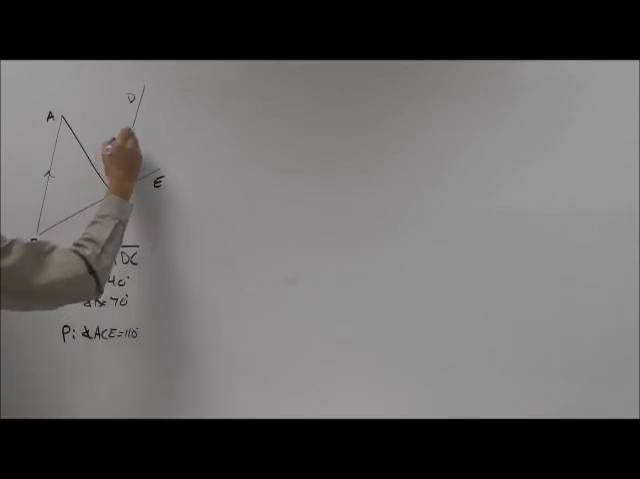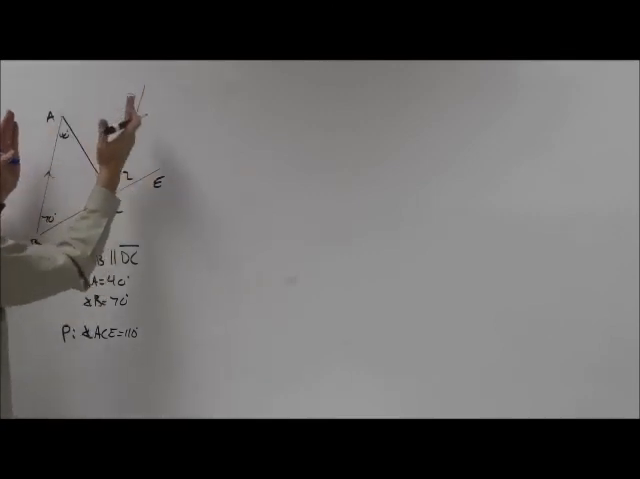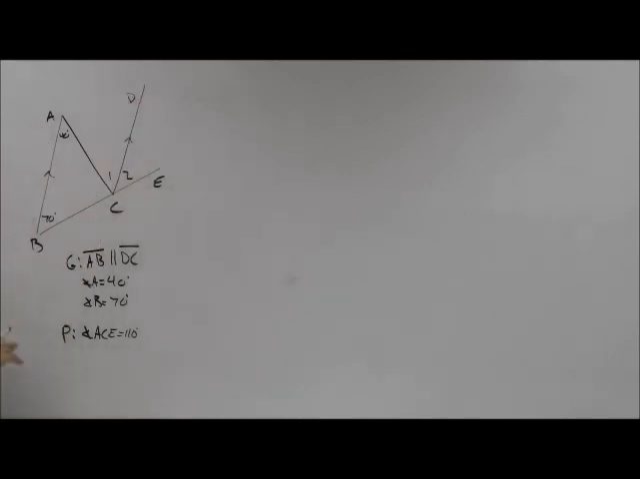We've got segment AB is parallel to segment DC. So again, mark those off congruent. Angle A is 40 degrees. Angle B is 70 degrees. What is angle ACE? If I knew angle 1 and angle 2, could I not add them together to get angle ACE? And if I look at angle 1 and 2, can I use these parallel lines to relate them to either the 40 or the 70?